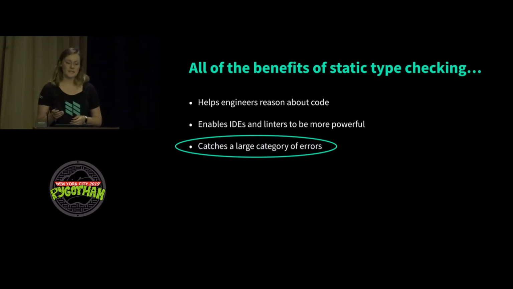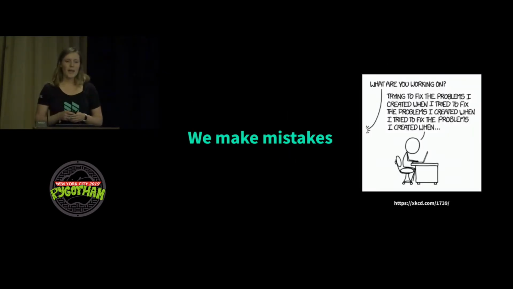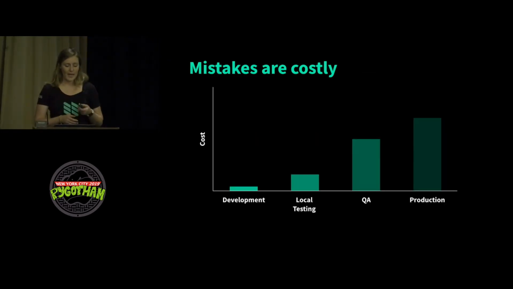Why is this such a big deal? Well, engineers are humans, and humans make mistakes. And mistakes are costly. You would hope that you catch a bug when you're in development and it's quickest to fix. But that can be hard to do.